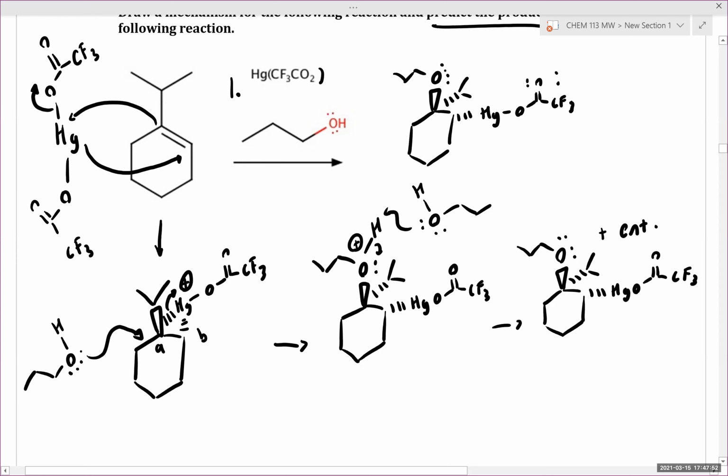Mercury acetate would work, but mercury trifluoroacetate is often used as it accelerates the rate of this reaction, because mercury trifluoroacetate is substantially more electrophilic. Does that make sense? Yeah, these reactions are typically run at room temperature or low temperature. They don't necessarily need to be heated or anything like that. It's a relatively efficient reaction. Any other questions I can address?